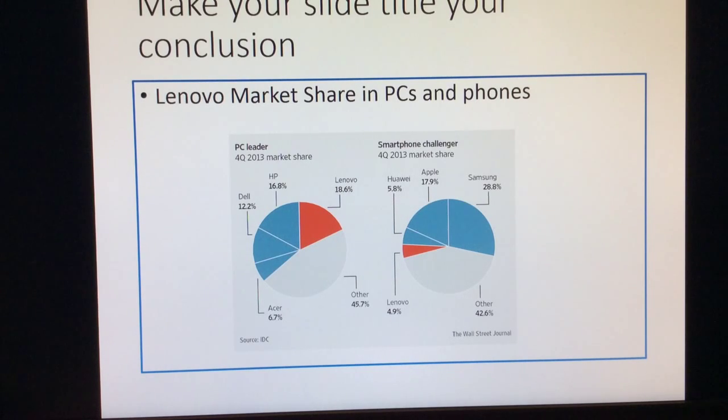There's a rule that applies to PowerPoint for presentation. The rule is make your slide title your conclusion. Now, if you look within the blue lines here, imagine that's a slide shown on the screen. This is descriptive. The title says Lenovo market share in PCs and phones. But look at the next slide.